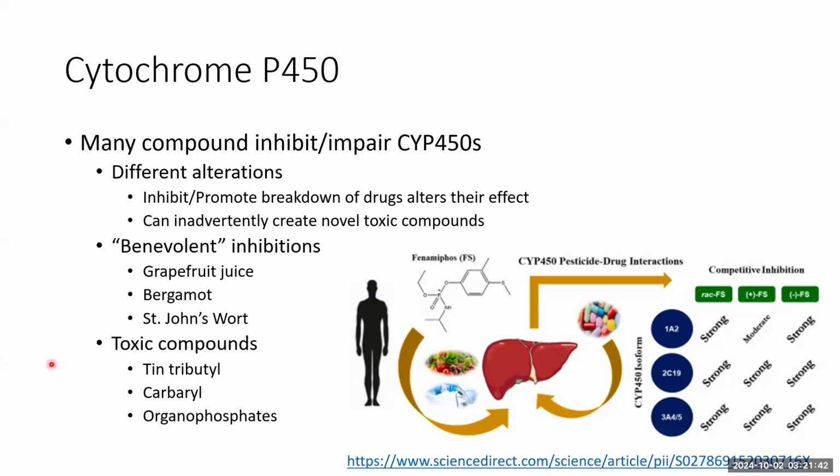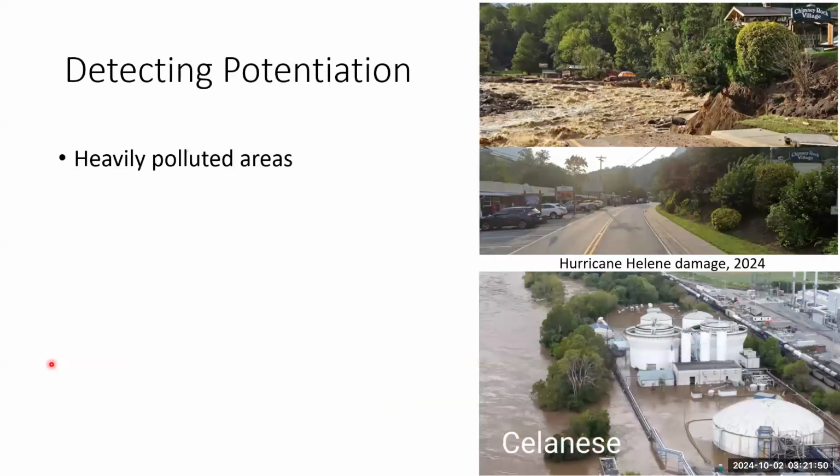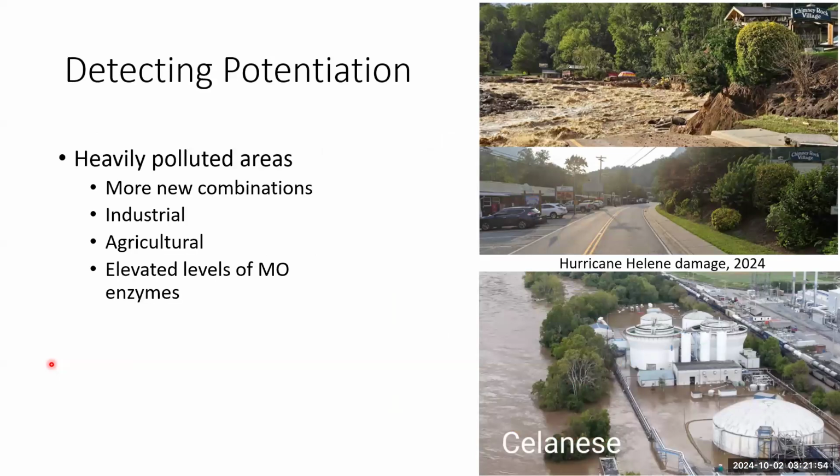All right, so when are we likely to encounter potentiation and synergistic effects of compounds? Typically mostly in heavily polluted areas. In heavily polluted areas, where you have all sorts of compounds existing in the environment, you're going to get them put together in all sorts of new and different ways.